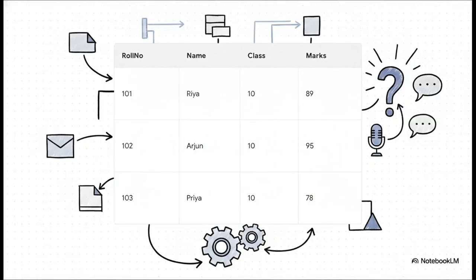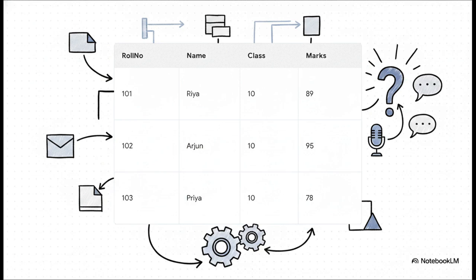Just think about how clean and structured this setup is. You can instantly spot Ria, Arjun, and Priya right alongside their respective roll numbers, classes, and marks. By organizing data like this, it's like a giant puzzle coming together. We turn what could be a totally chaotic jumble of numbers and names into a really neat, readable format.